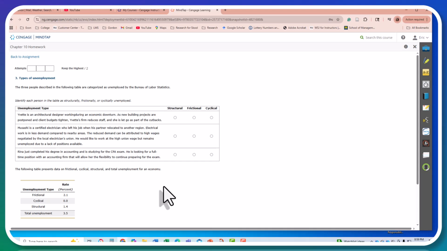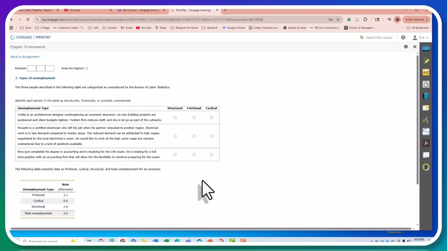Unemployment type. And I want to go back to page 190 in your textbook. Cyclical. No, no, no, no. Okay. Moving a little forward, sorry. 195. Structural, frictional, and you're just going to look into the definitions.